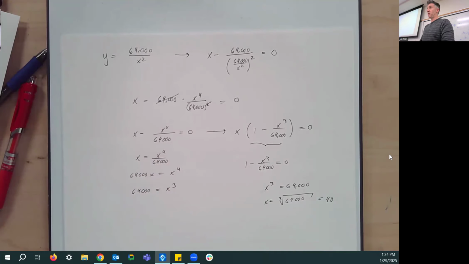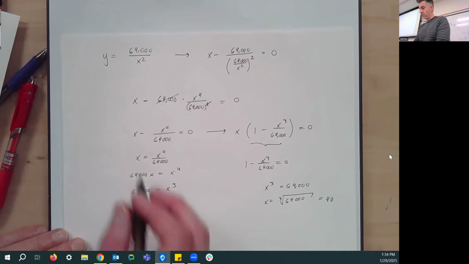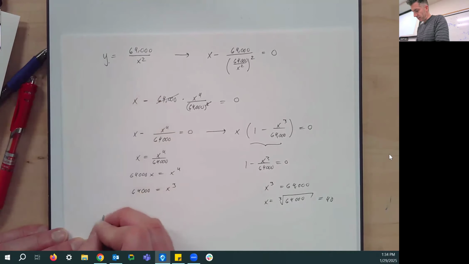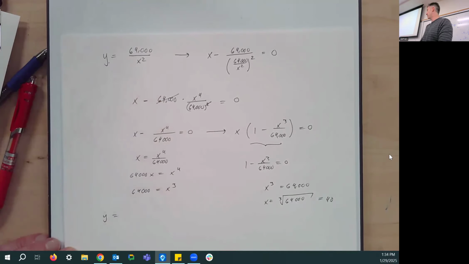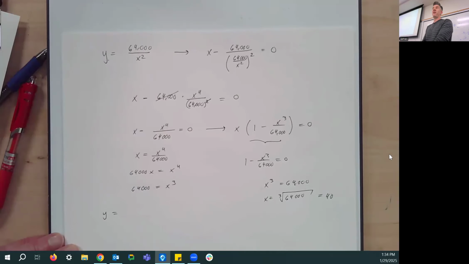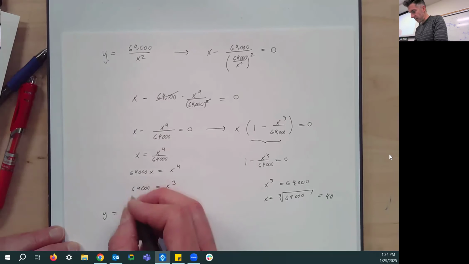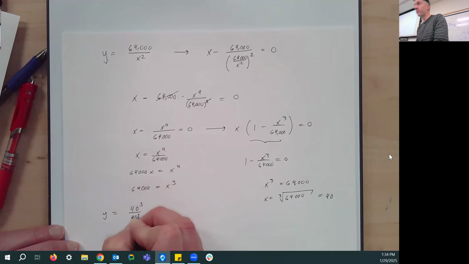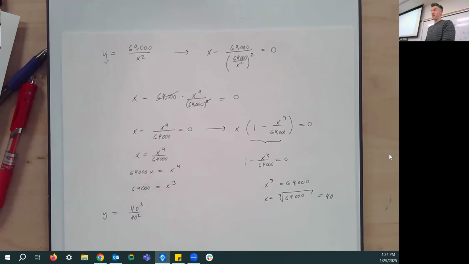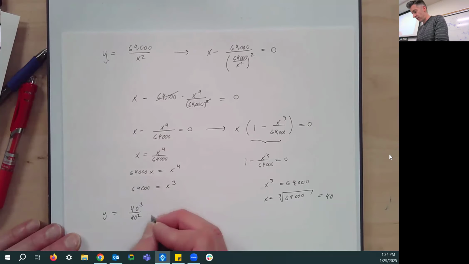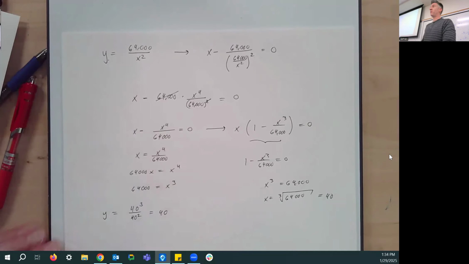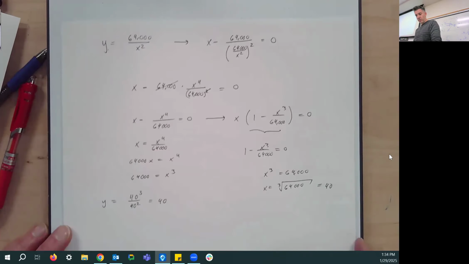And then let's go ahead and find y. So I'll remind you, there's your y. So y is going to equal, okay, here's a better way to write this. Instead of 64,000 divided by 40 squared, let's write it as 40 cubed over 40 squared. We know that 64,000 is 40 cubed, and then that's just going to be 40. Also, we were already pretty sure that x and y had to be the same anyway. And then we will find z.